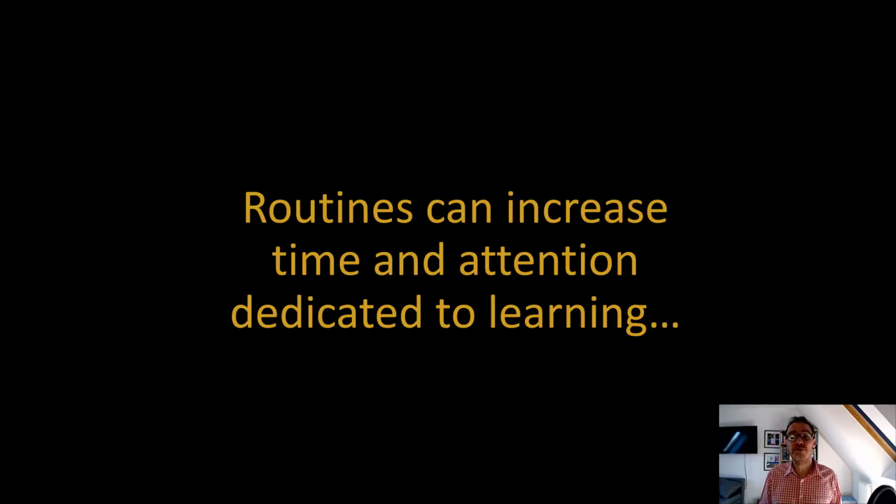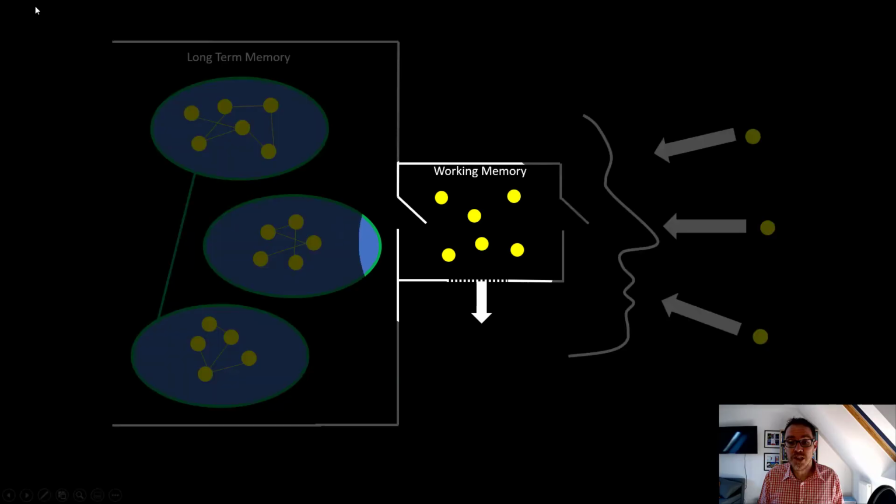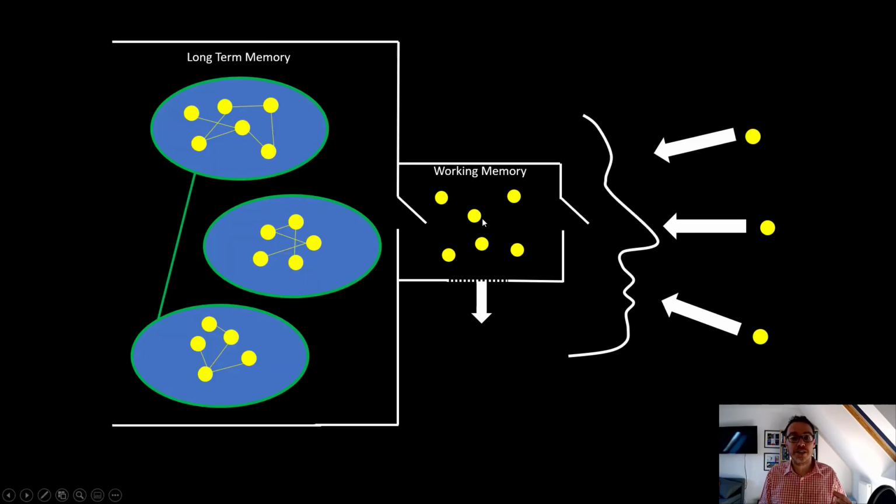Why are routines important? Well, quite simply, routines can increase time and attention dedicated to learning. The best way to explain this is with a really simple model of memory. And if we focus in on working memory, we know it's got a finite capacity. Students can only think about or attend to a certain amount at any one time. Well, if students are thinking really hard about the routine itself, what do I do here? What do I do next? Then that's going to take up attention that could be dedicated to learning. So if we can get those routines automated, then we free up attention and students can think much harder about the big idea of our lesson and they're going to learn and understand much more.